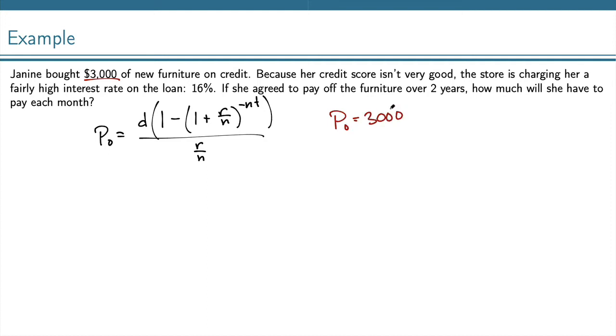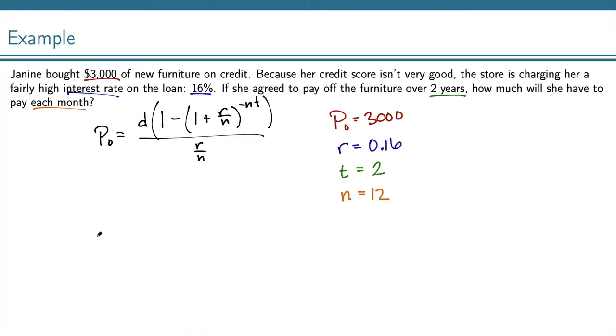The next thing we have is this interest rate. The interest rate is 16%. That's R, and as a decimal, that's 0.16. Then we've got that she's paying this off over 2 years. And so that's going to be the length of the loan. That's T, so 2 years. And then finally we need N. And N is the number of payments per year. And we're doing this monthly. And so that's 12 times per year.